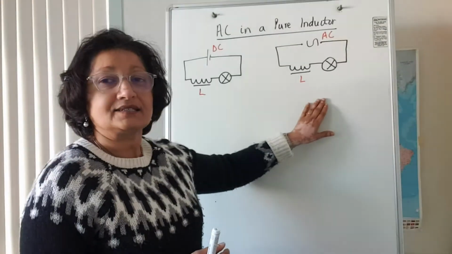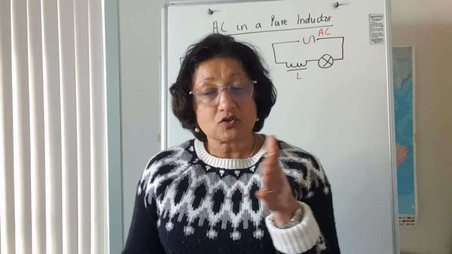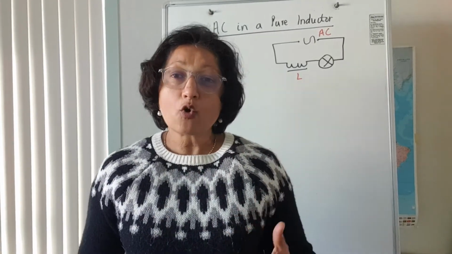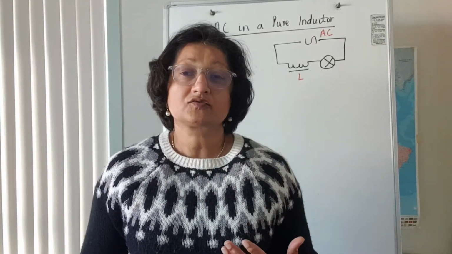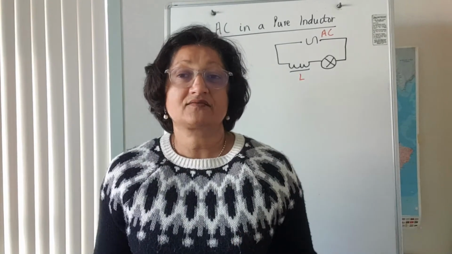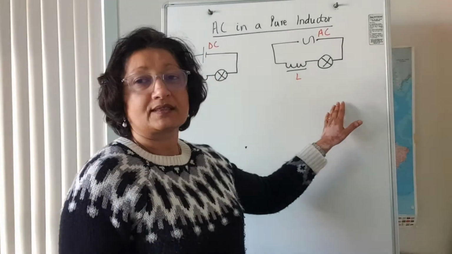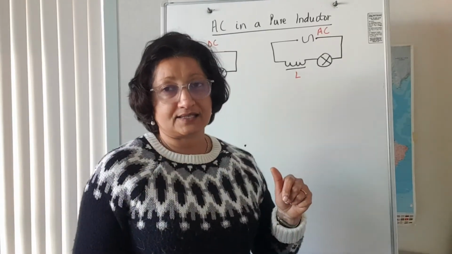However, in an AC circuit the current is always changing because it's going back and forth, so there will always be an induced voltage across the inductor. So an inductor is effective the whole time in an AC circuit. That's the difference between the inductor in an AC and a DC circuit.